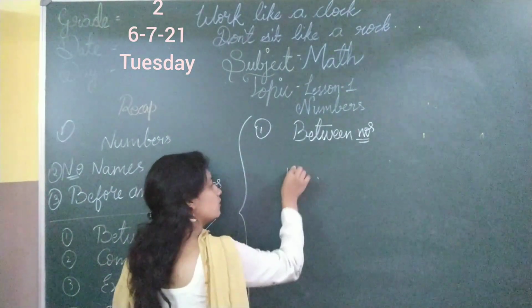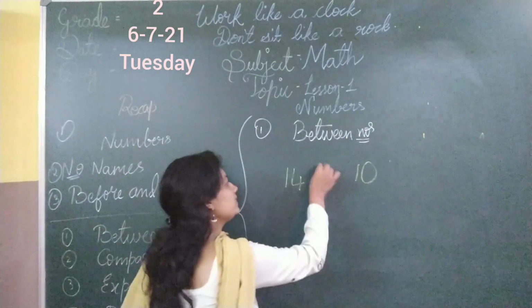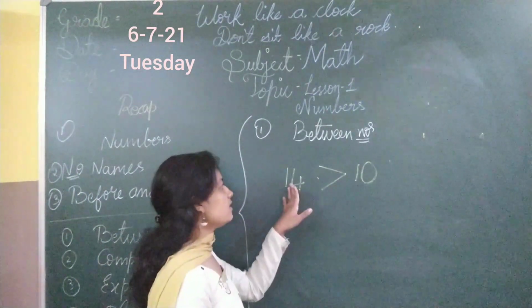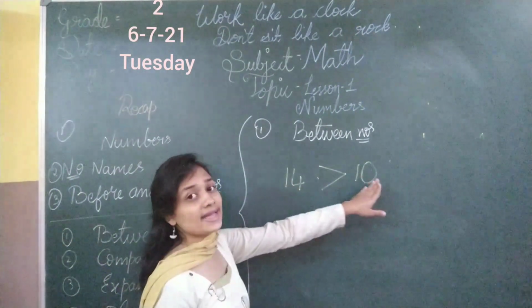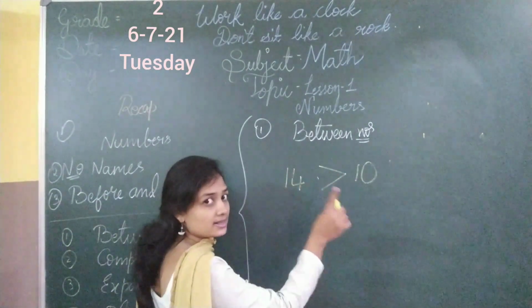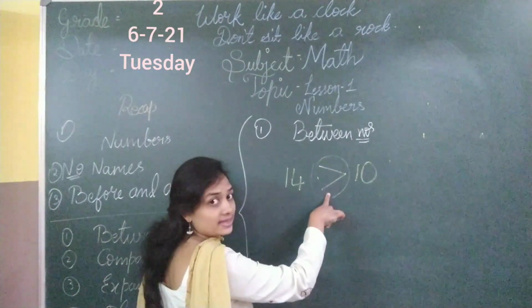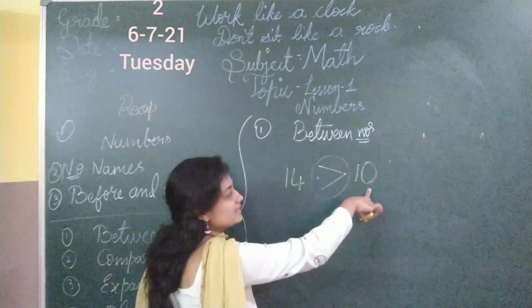So if I take 14 this side and 10 this side, which side does the crocodile mouth open? This side. So I will say 14 is greater than 10. See the symbol, children. What does the symbol represent? Greater than. So 14 is greater than 10.